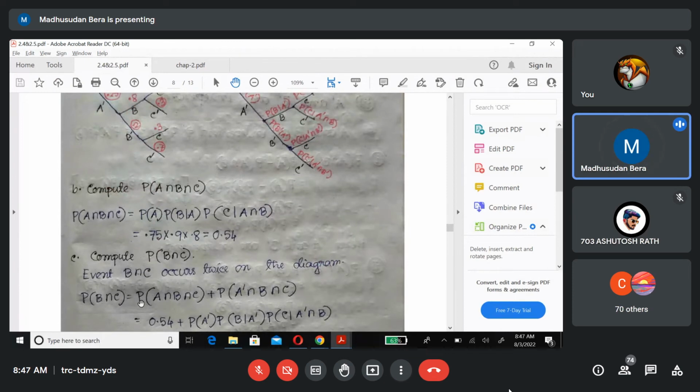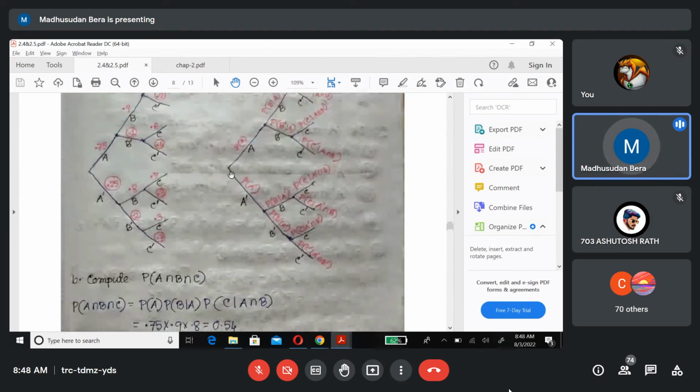Now, compute P of B intersection C. So here also B intersection C, that is except the first generation. So that includes either A or A dashed. So you can think of B intersection C as B intersection C intersection, A union A dashed. Because before that, that way you can split. But you can remember this way also.